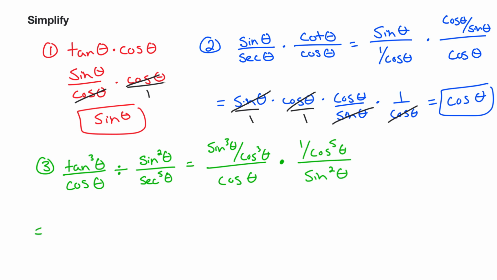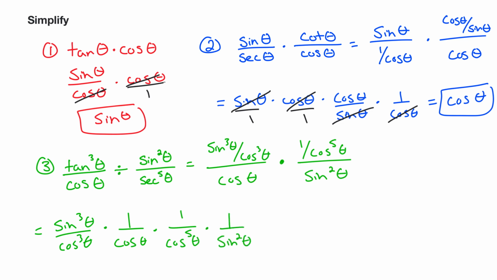And just for my brain, I like it better if I write it just as a solid string. So the first fraction, I'm going to write the sine cubed over cosine cubed is just one fraction. Sine cubed over cosine cubed. I'm dividing by cosine, which is the same thing as multiplying by 1 over cosine, times 1 over cosine to the 5th, and then times the reciprocal of sine squared, which is 1 over sine squared. All right. Turned everything to sines and cosines. Got it to just be fraction times fraction times fraction times fraction.